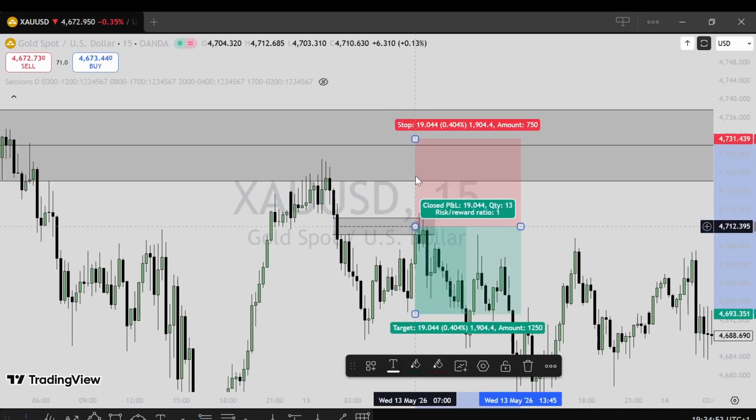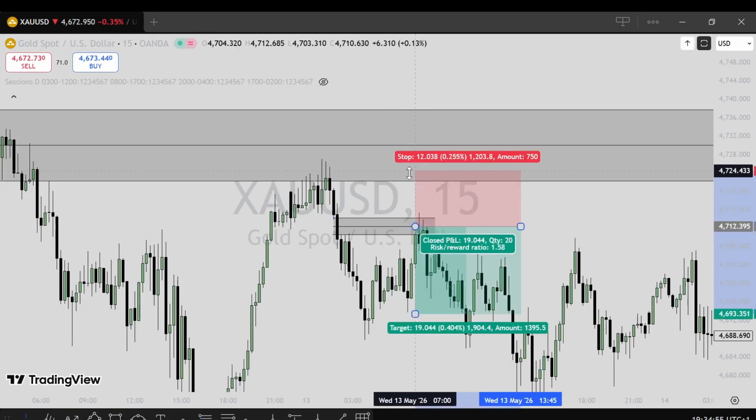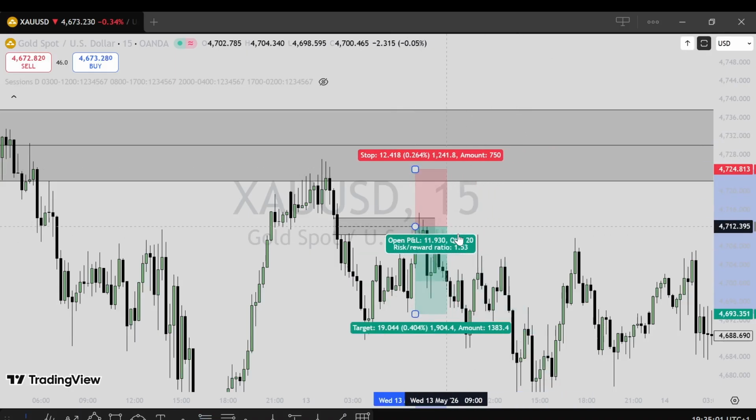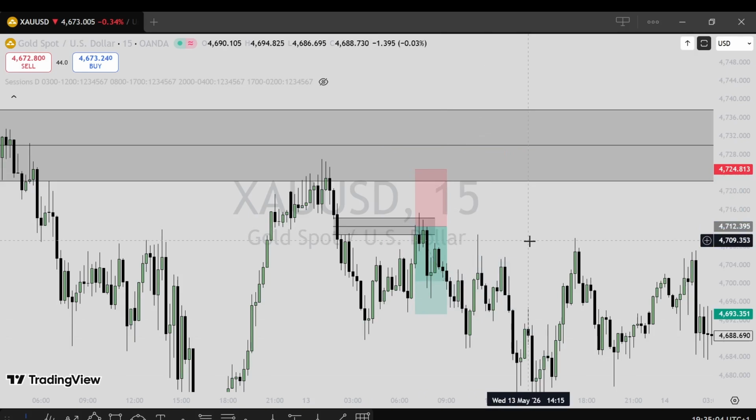This is the point I actually took the trade, and I placed my stop loss above here. I can remember vividly. So whenever price gets to your point of interest, all you have to do is wait for confirmation, and you have to drop down.